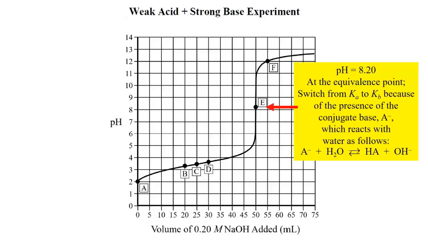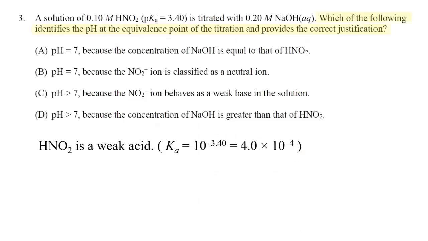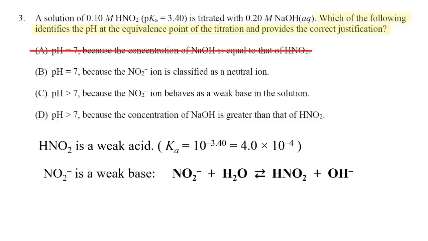All right, now that we are convinced that in a weak acid, strong base titration, the pH will be greater than 7 at the equivalence point, let's go ahead and eliminate choices A and B, which say that the pH is equal to 7. So now we have to decide if the correct answer to question 3 is choice C or choice D. So there's one more thing I'd like to show you.